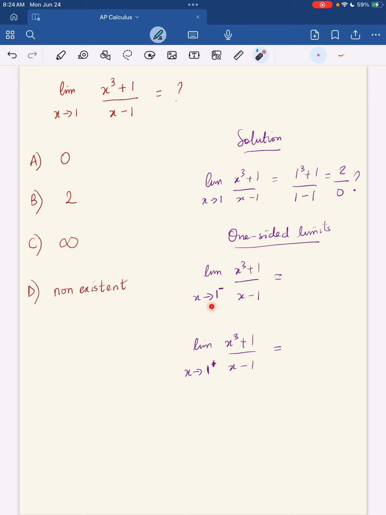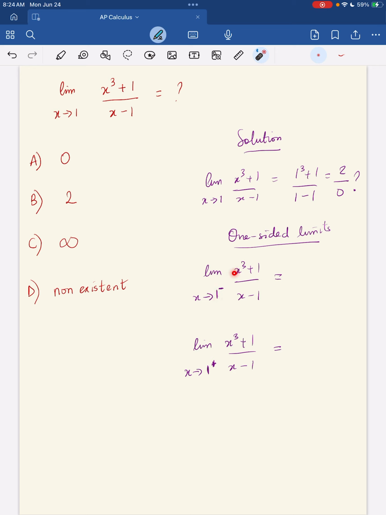Now, x goes to 1 from the left-hand side of 1, that's what this negative represents. It means values less than 1 but very close to 1. So we are looking at 0.9, 0.95, 0.999999. You see, values that are less than 1 but very close to 1. Now this one means values that are greater than 1 but very close to 1. So we are looking at 1.1, 1.01 and things like that. They are very close to 1 but greater than 1, you see. And then of course this is less than 1. So let's start from this one.